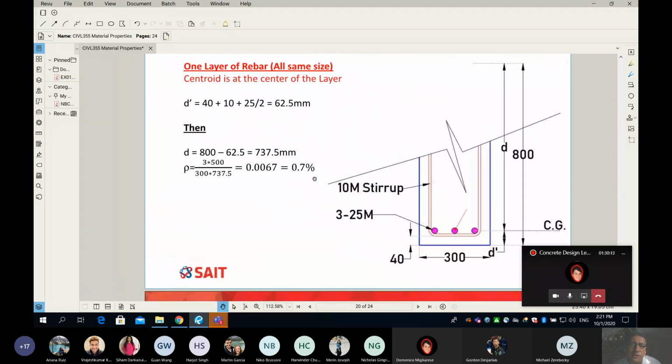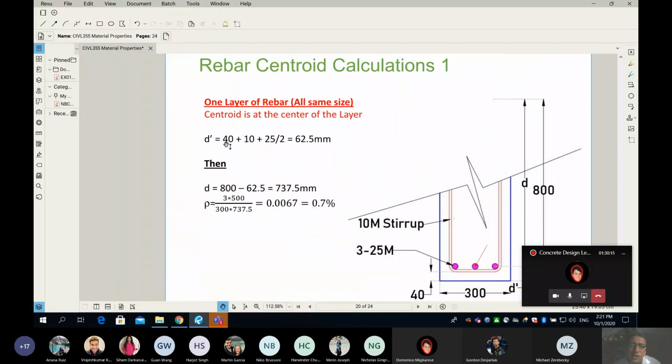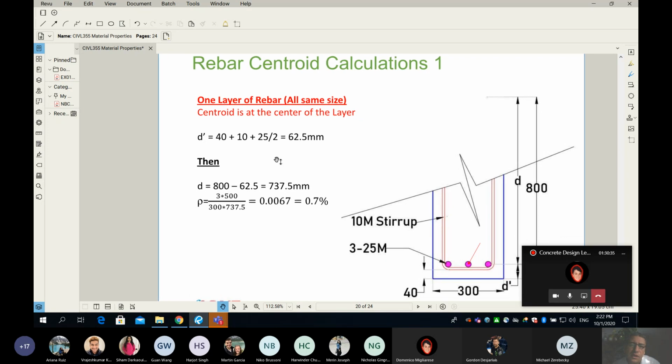Look at my math. One more time, concrete cover is 40. 10 millimeter for the stirrup, which is the norm, the common one. And then if I have 25M bars, then I use 25 divided by 2. Please don't use 25.2 because that's in the code. We agree that we always use the bar number, not the nominal dimension for your rebar. So what you get here is 62.5 millimeter.